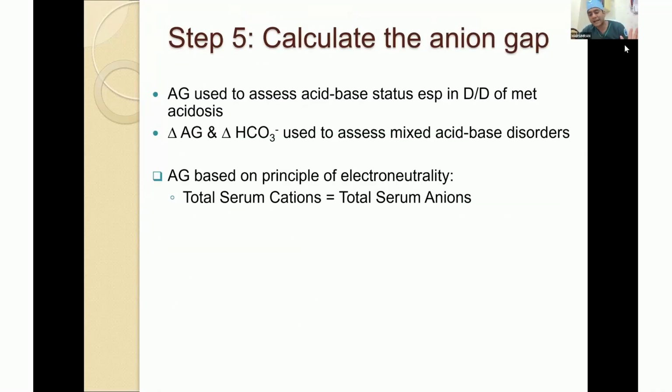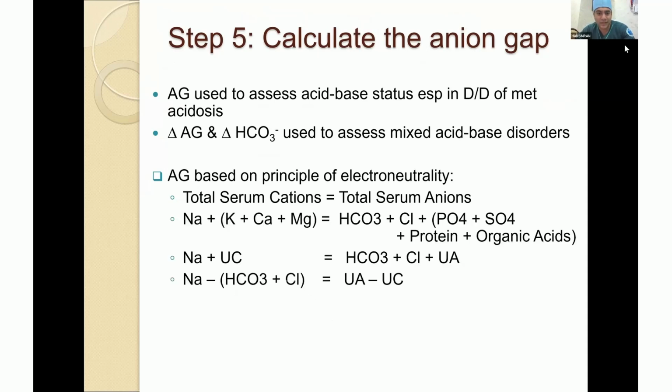So last is the anion gap. It is basically the difference between the cations and the anions. The most important cation, as I've told you, is sodium, and the anions are the sum of chloride and bicarbonate. So this is the calculation: sodium minus the sum of bicarbonate and chloride. The normal value is 12 plus or minus 2.